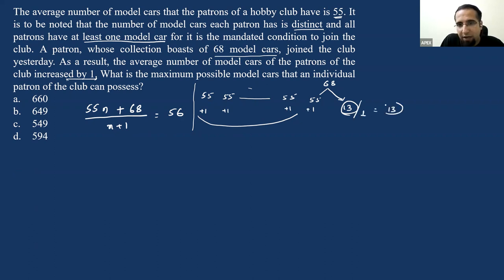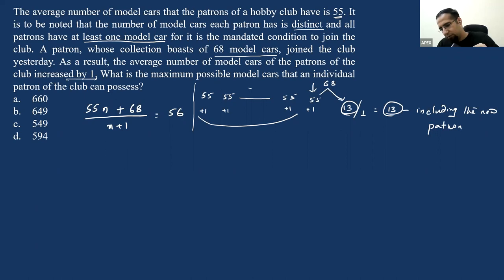That means I had 13 people, including the new patron. Clear? So 13 will be including the new patron, or earlier they had 12 people before this. Clear? Now let's look at the next part of the question.